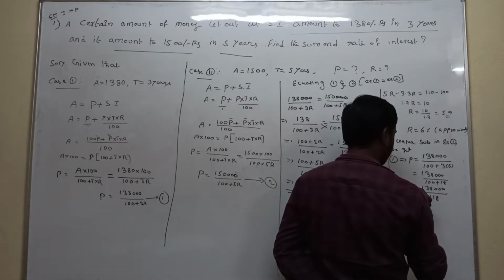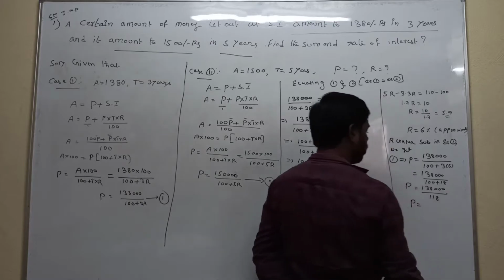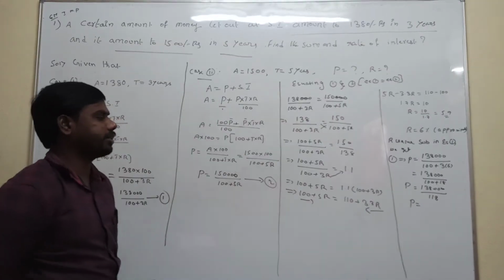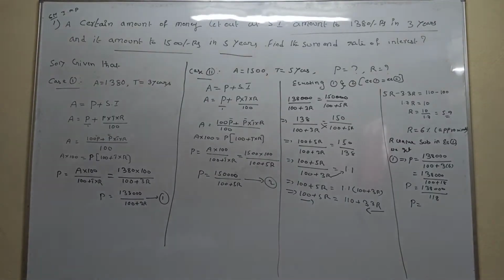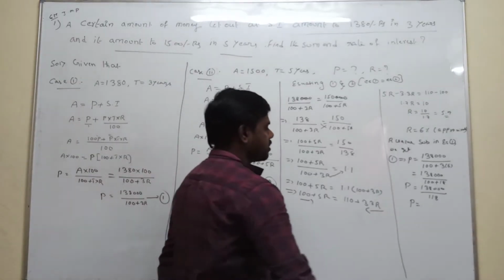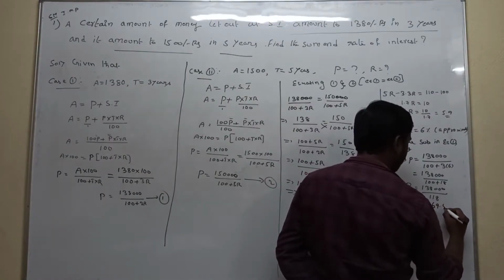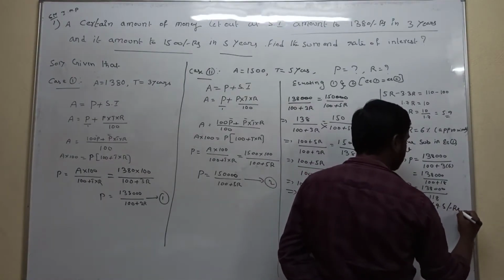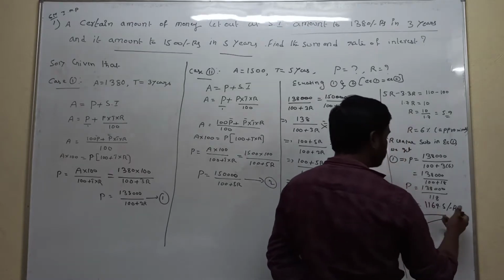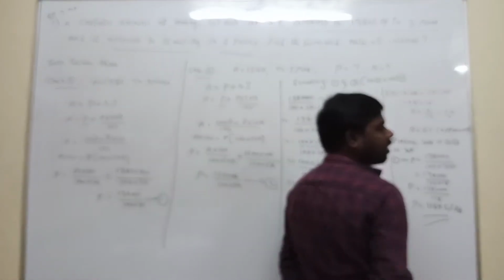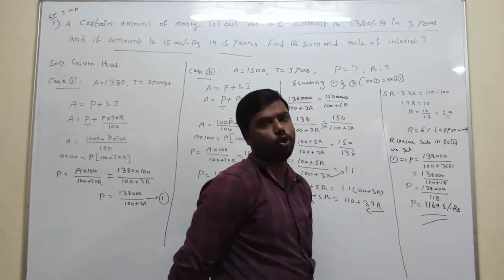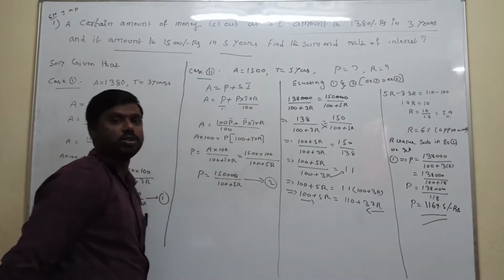That is capital P. Calculating the P value, 1,38,000 divided by 118 is 1169.5 rupees. This is the principal amount, or else we can write it approximately as 1170 rupees also. Listen once again.